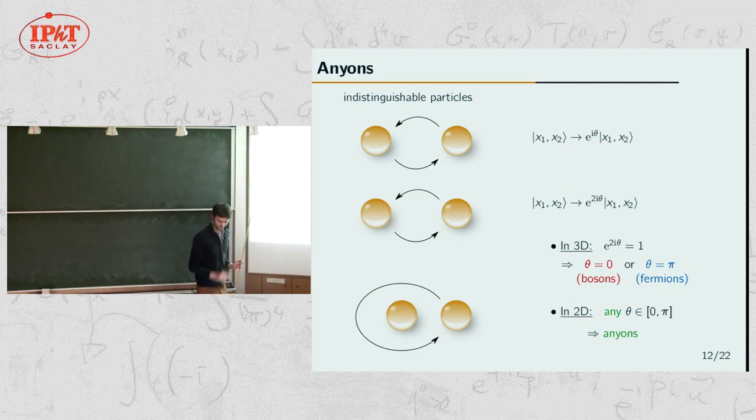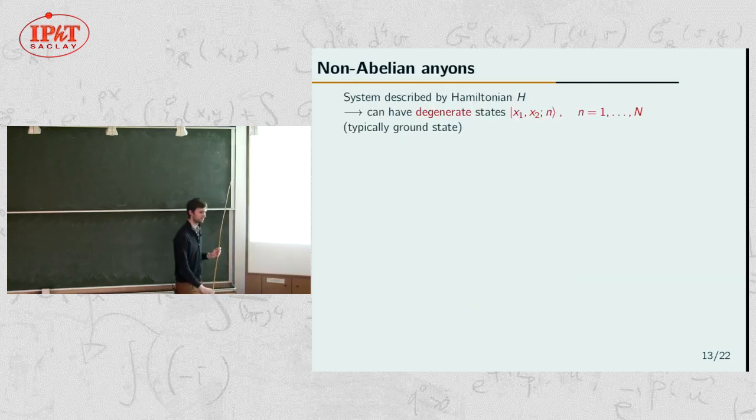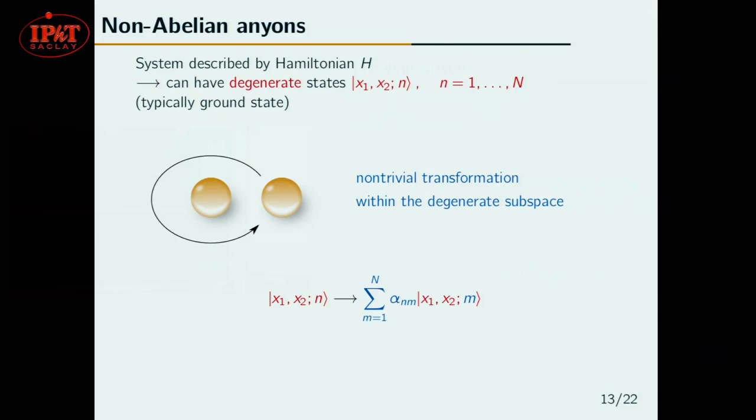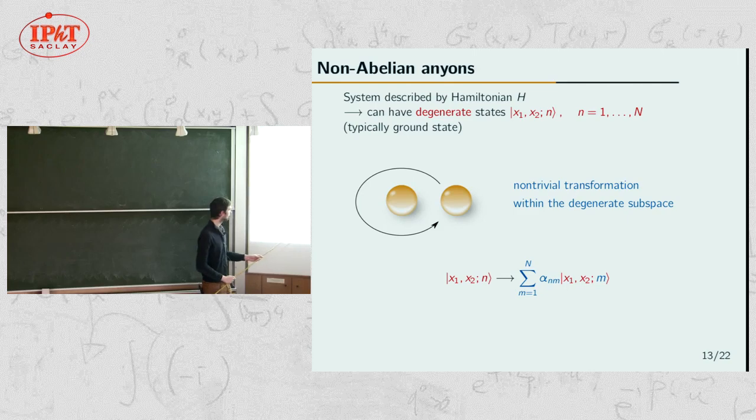Now, these are not exactly the things I was mentioning. I was talking about non-Abelian anyons, which are a bit more complex, and they appear typically in systems where, from your Hamiltonian, you have degenerate states, and then when you take, still in 2 dimensions, one particle around the other, you can have a non-trivial transformation within this degenerate subspace. So this means that when you start from one given state here, after doing this, you can end up in a superposition of all the states. So you apply this matrix here, alpha, and because matrices in general do not commute, if you make several operations like this, there is no reason that the output should be the same. Therefore it's called non-Abelian anyons, because matrices in general do not commute.